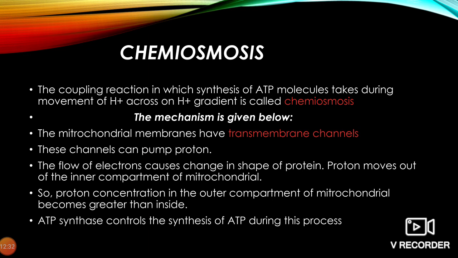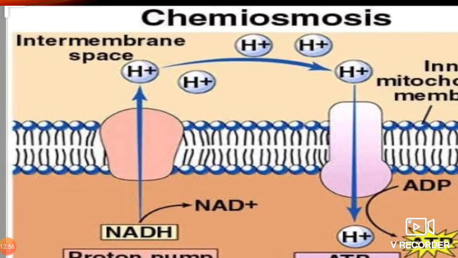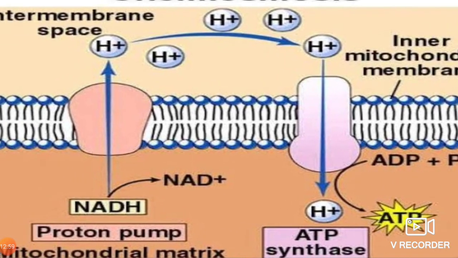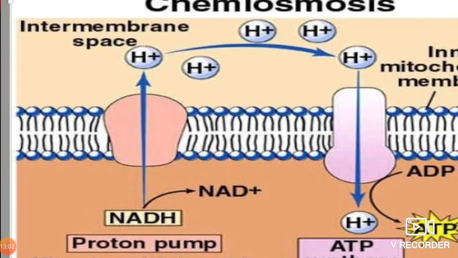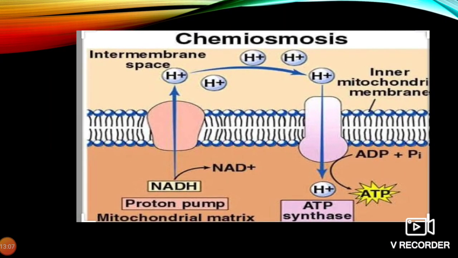The mitochondrial membranes have transmembrane channels, and these channels can pump protons. The flow of electrons causes a change in the shape of the protein. Protons move out of the inner compartment of the mitochondrion, so the proton concentration in the outer compartment becomes greater than inside. ATP synthase controls the synthesis of ATP during this process. And here we have a portion of the inner mitochondrial matrix, that is the intermembrane space. ATP formation takes place in the presence of ATP synthase.